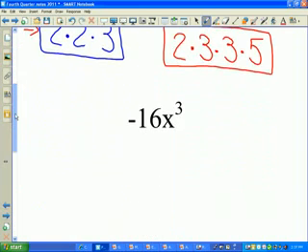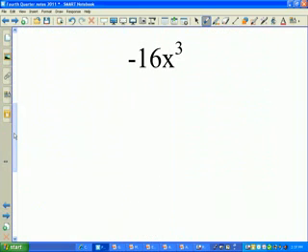So let's go with another example. We have a negative 16x cubed. So we have a negative number. Now, you're still doing the same exact thing with the factor tree. So my suggestion is take care of the number first. So we have a negative 16. And just like we said about a prime number, it has to be a whole number and it has to be greater than 1. Right now, it's not greater than 1.